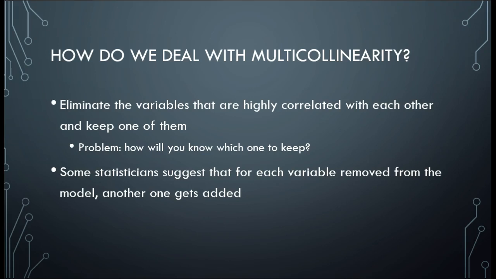Now, how do we deal with multicollinearity? One strategy that a lot of people use is to eliminate the variables that are highly correlated with each other from the model and maybe keep only one of the variables. And the problem with this is that how will you know which variable to keep, right? So usually you want to include in your models variables that are not really correlated with each other. They are not telling the similar story.